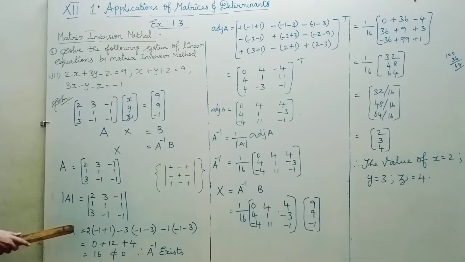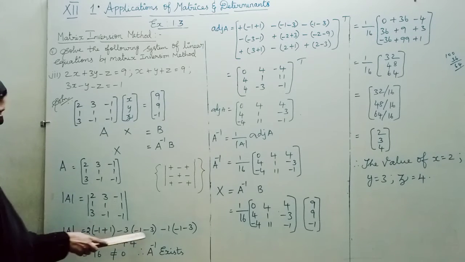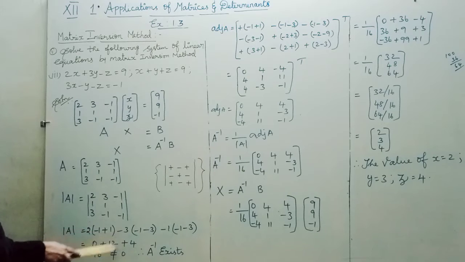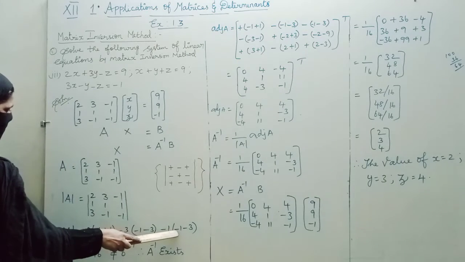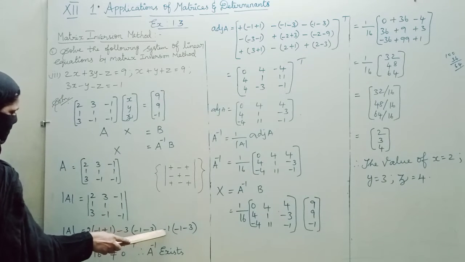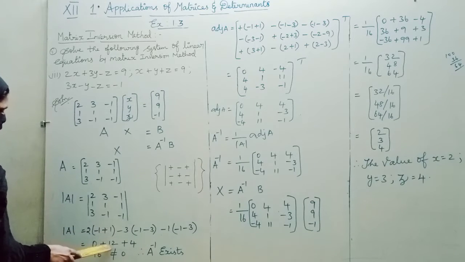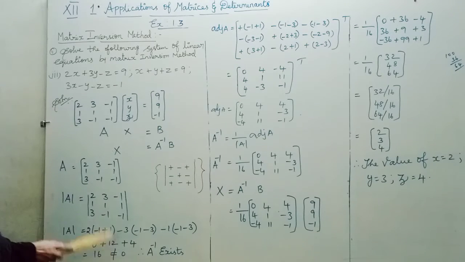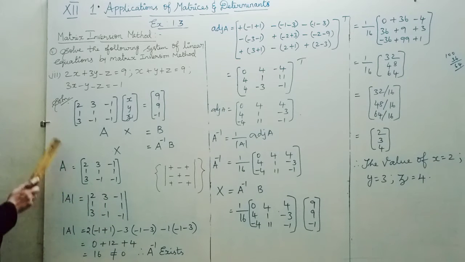Now if you simplify those terms, 1 minus 1 is 0, 2 into 0 is 0. Minus 3 minus 1 is minus 4, minus into minus plus 4, into 3 is 12. So 12 plus 4 is 16. 16 is not equal to 0, so a inverse will exist. We found the determinant a, and a inverse exists.